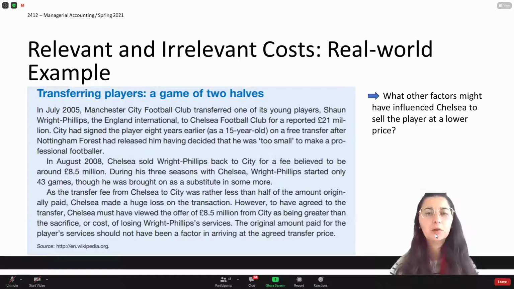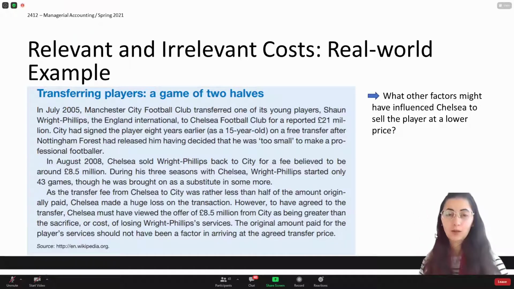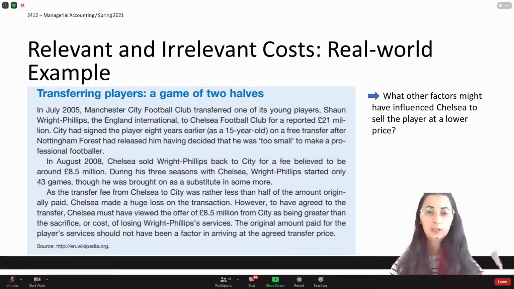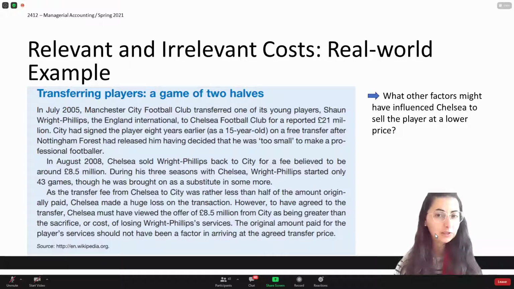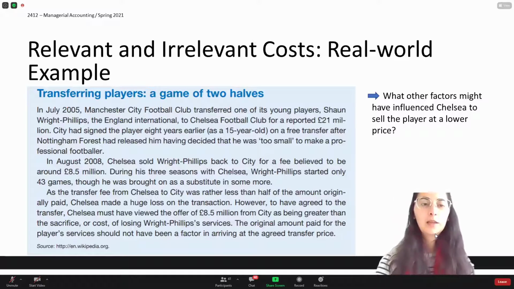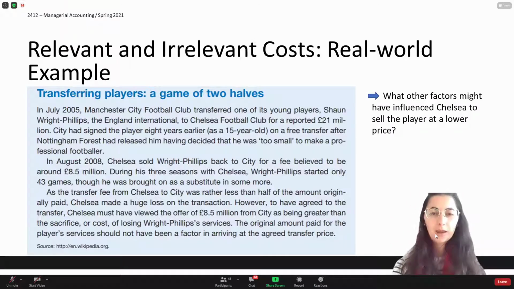So about the 21 million, what kind of cost is it? Irrelevant. Irrelevant cost. So the 21 million is a cost that occurred in the past. So that should be considered what kind of irrelevant cost? Sunk cost. A sunk cost. Very good. So the 21 million that they paid in the past is a sunk cost, and what they have to consider for the future is the future cost that they will incur if they keep the player against, so the costs against the benefits.